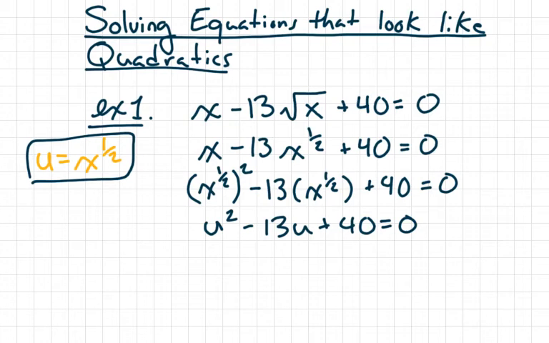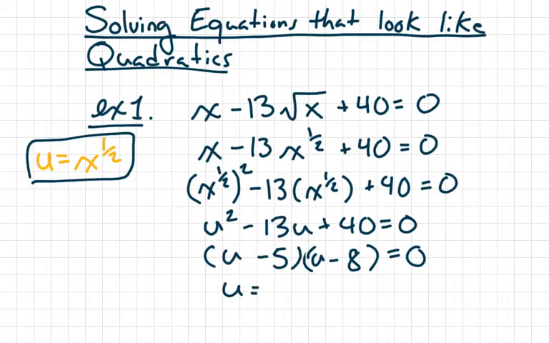All right? So now we can factor this, right? I hope I can factor this. Okay, 40, so that's probably, is that 8 and 5 negatives? Yes, it is. Okay. So, these are supposed to be u's. So now we know that u is equal to 5 and u is equal to 8. So we know what u is.